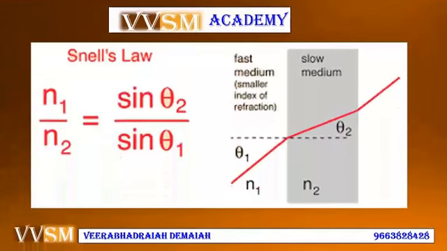BVSM Academy tells about Snell's law, where the relation is n1 by n2 is equal to sin theta 2 by sin theta 1. The medium with the smaller index of refraction is where light travels faster, and theta 1 and theta 2 are the angle of incidence and the angle of refraction, and n1 and n2 represent the rarer medium and the denser medium. These are the important equations relating to Snell's law, which help in solving problems.